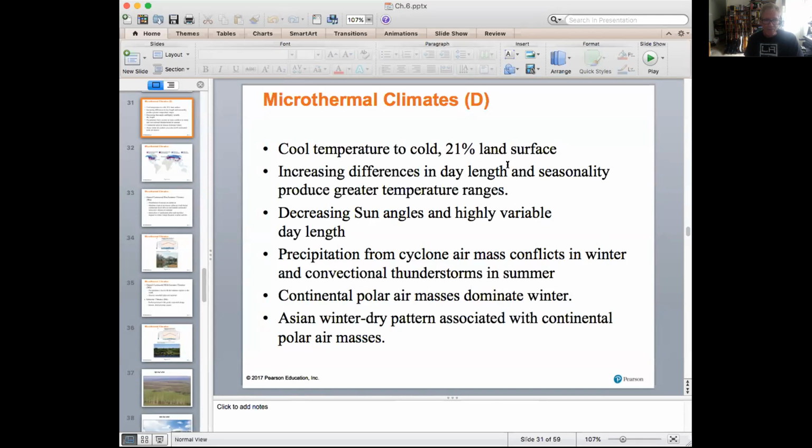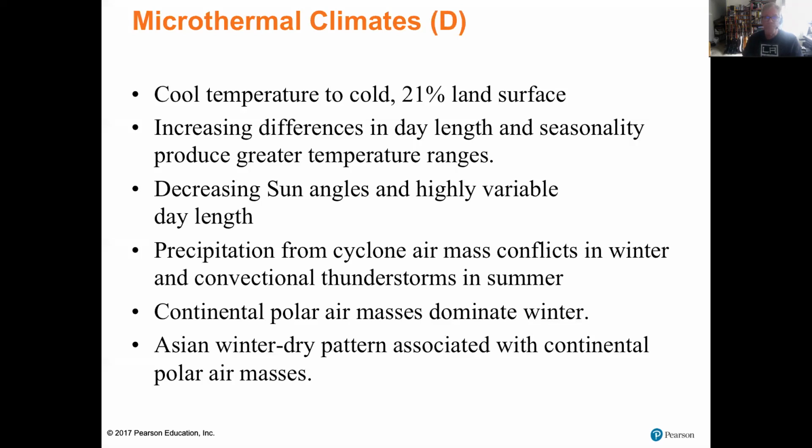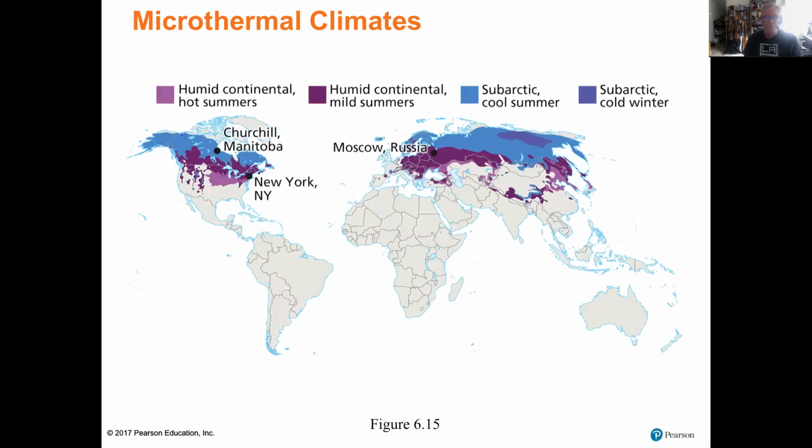You're under the influence of these air masses in the winter and thunderstorms in the summer. During the winter, the continental polar air masses that come down from the North Pole and converge down into the center of the continents will dominate the winter climate. So you get months that are below freezing in most cases for these types of climates. So that's where we are.